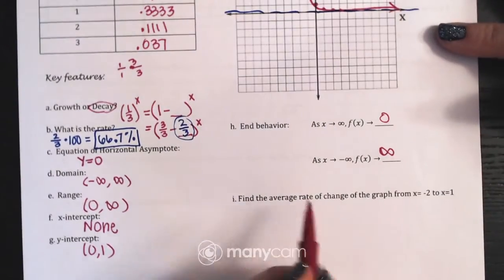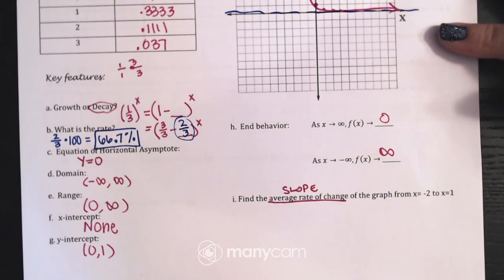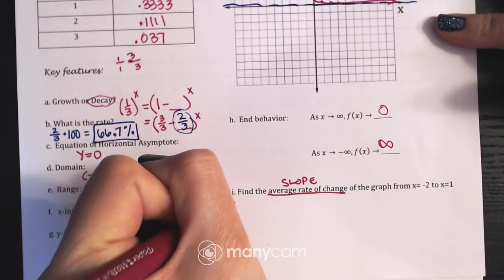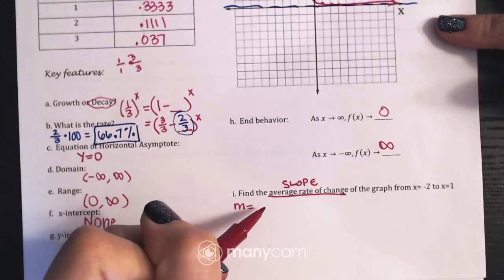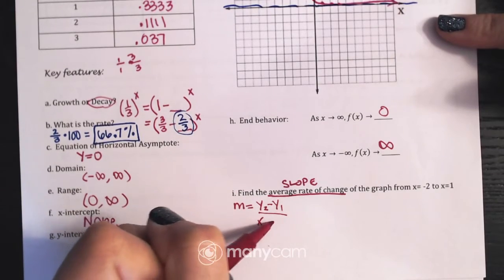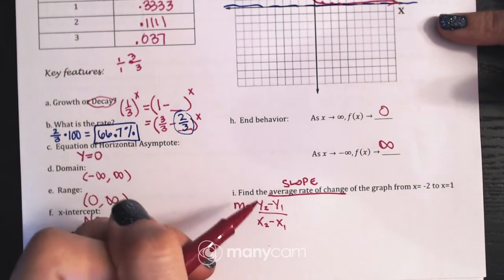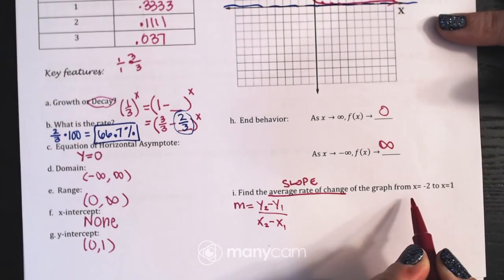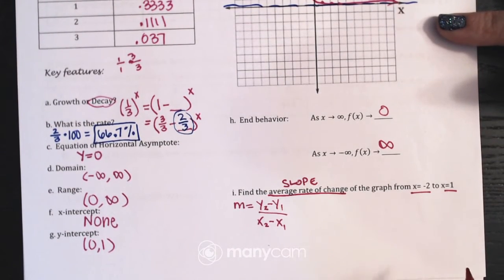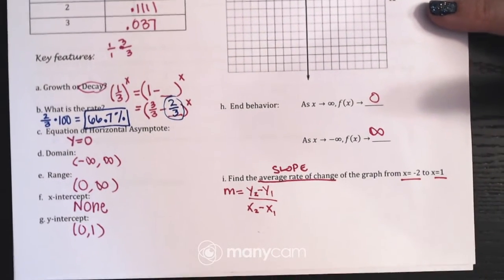And lastly, our average rate of change. This is another way of saying slope. We have to use our slope formula here. So our slope formula, y2 minus y1 over x2 minus x1. Now we need some coordinate points. We're telling you we're looking for the slope from x equals -2 to x equals 1. So these are both of our x values. We need to go back and figure out the y values.